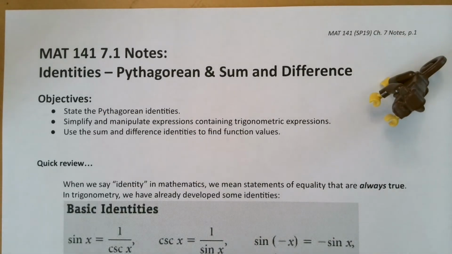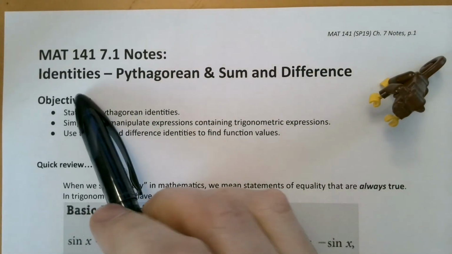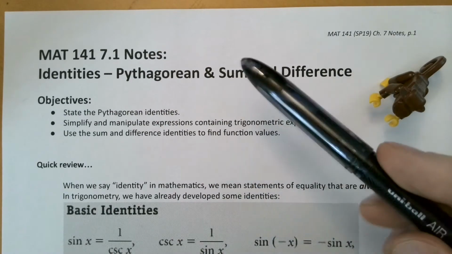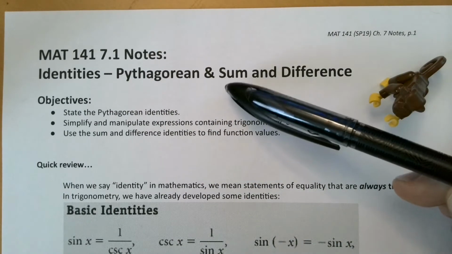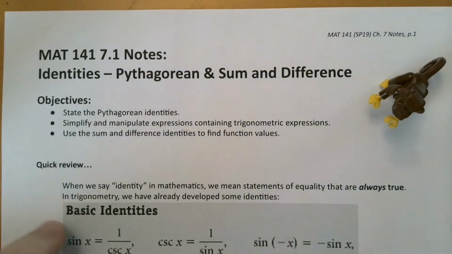So, back in chapter 6, we learned everything trig. And what we're going to work with now is a couple different types of identities, specifically the Pythagorean identity, which is like one of the most important ones, and then the sum and difference identities. So, just a real quick review.